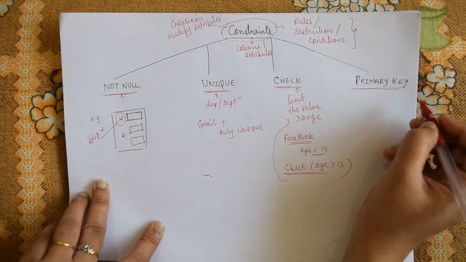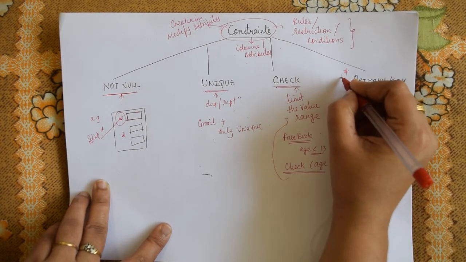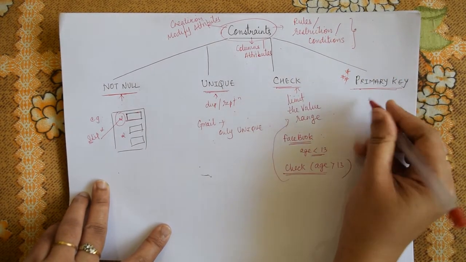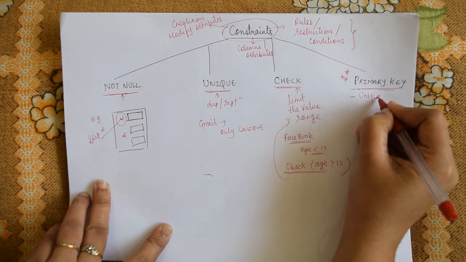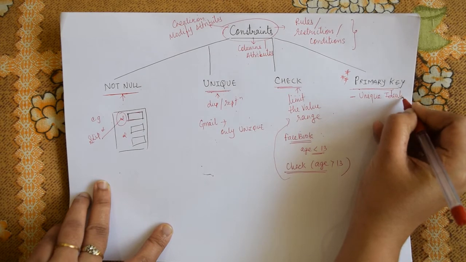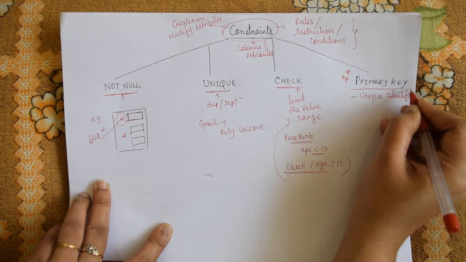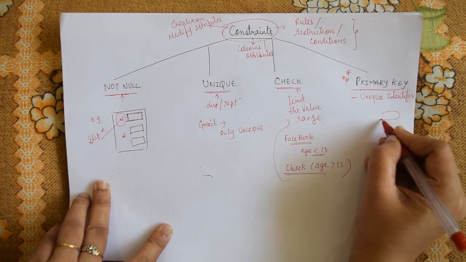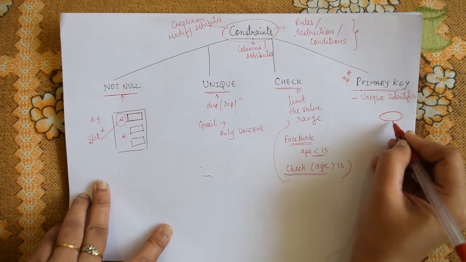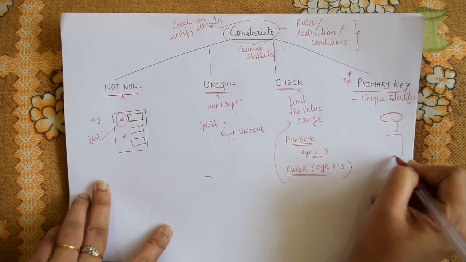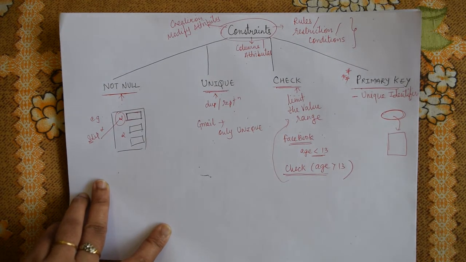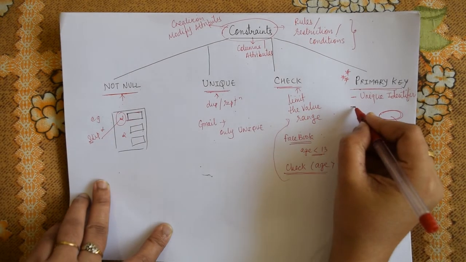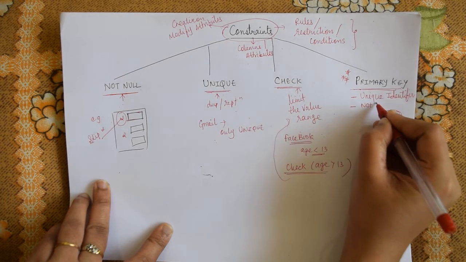Now next is the primary key. Primary key is very important. Primary key is nothing but the unique identifier of a table. A unique identifier means that with the help of the primary key you can find all other attributes of your table. This is called the primary key, and the primary key should not be null.